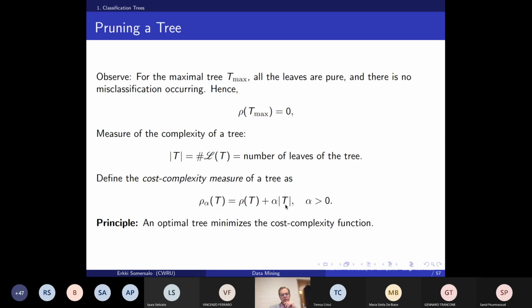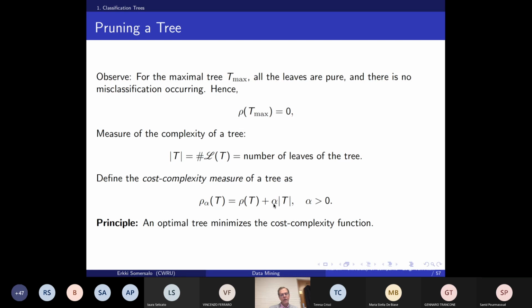And you see immediately that this number, rho alpha, is strongly dependent on how you choose this alpha. So if I put alpha equal to 0, then what am I minimizing? I'm minimizing the total misclassification error, and the answer then is, okay, the maximal tree is the optimal tree. And in general, you would say that the larger the tree is, the better job it does as a classifier.